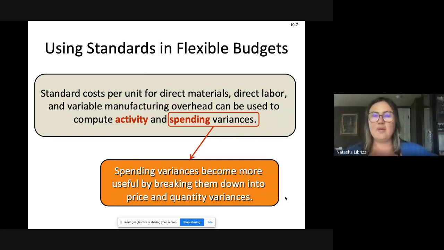So spending variance is what you spent versus what you should have spent. So it's a big number. But we're going to concentrate on finding out whether the problem is with price or quantity. So overall variance is a spending variance. But spending variance consists of two variances, price and quantity variance.